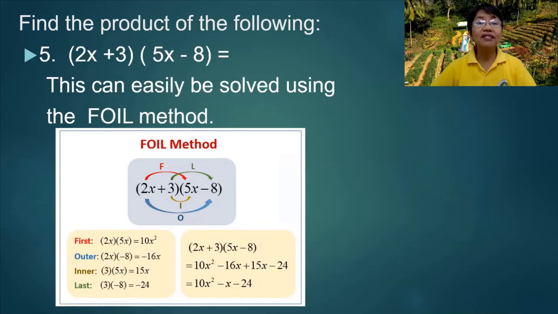And then the inner terms, we have the product of 3 times 5x, so we have 15x. And then the last is the product of the last terms. We have 3 times negative 8, so we have negative 24. So our products will be added, and you have 10x squared minus x minus 24.